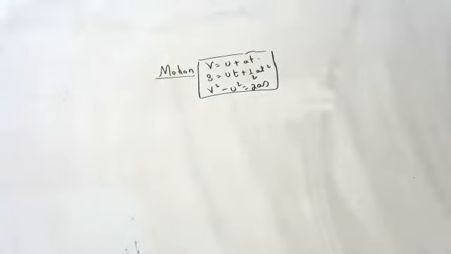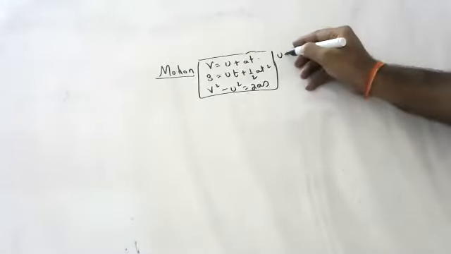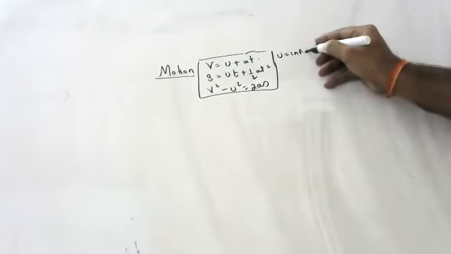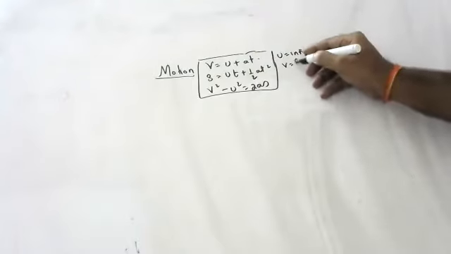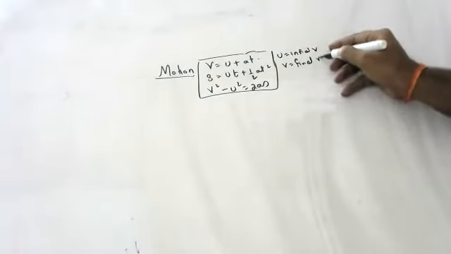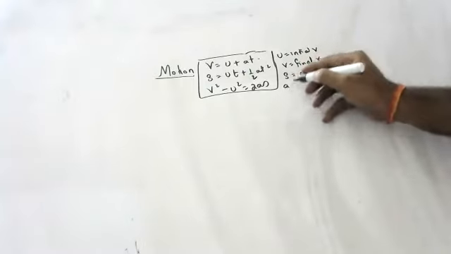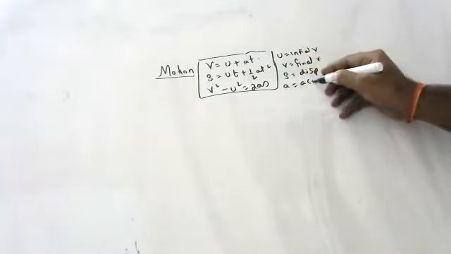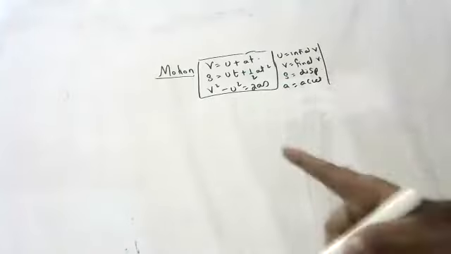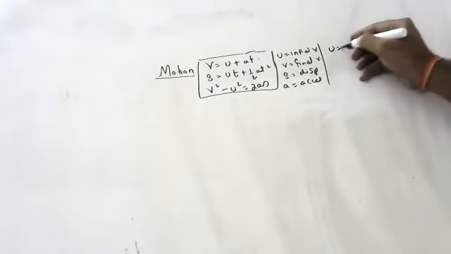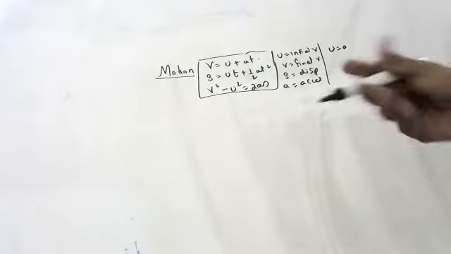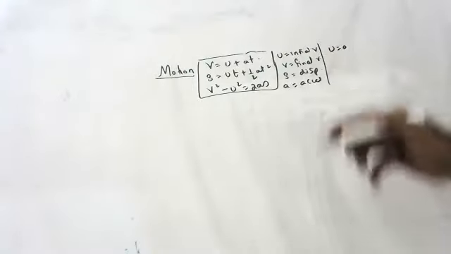Basing on these three formulas only we will do where U is initial velocity, V is final velocity, S is distance or displacement, T is time, A is acceleration. Whenever a body is starting from rest, the initial velocity U is equal to 0.